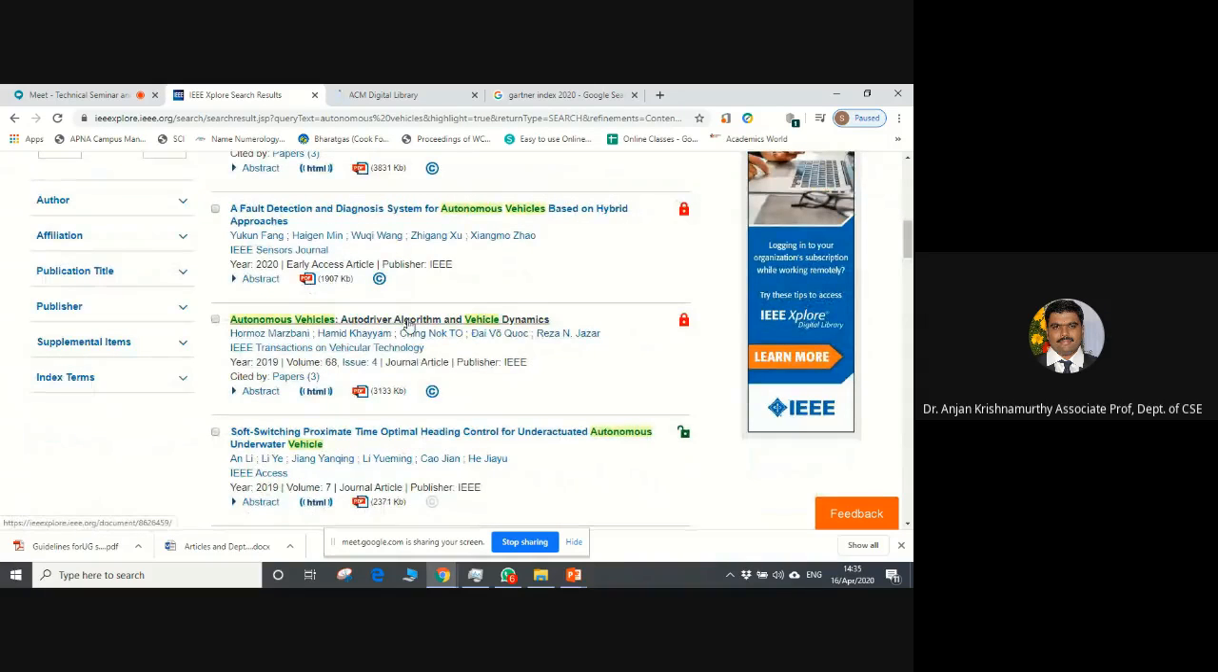So you have to choose topics which correlate with computer science and engineering. For example, autonomous vehicles for auto driver algorithm and vehicle dynamics. Looking at the title, you get to know that this article is somewhere related to your domain. So click on that particular article.